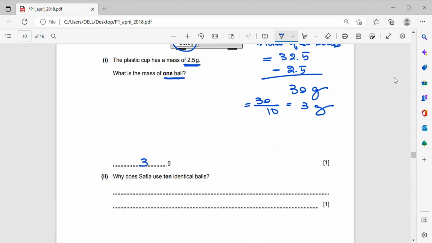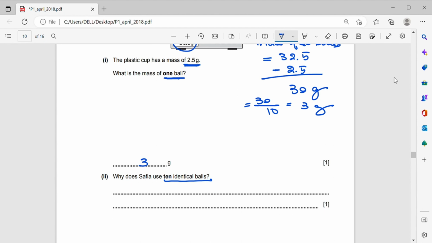Why does Sophia use 10 identical balls? The 10 identical balls will have the same mass. Since the mass of each ball is small, to increase the accuracy of the results and make the results more reliable, she could use 10 identical balls.